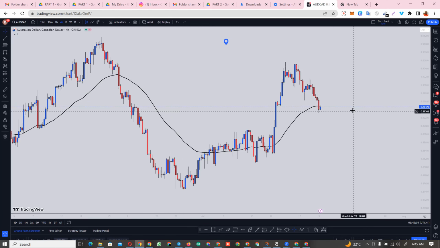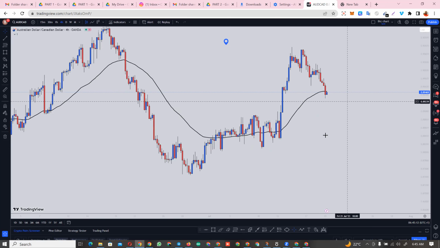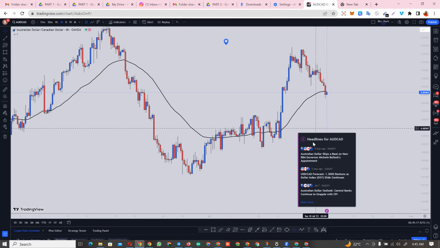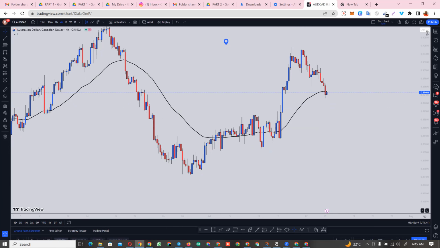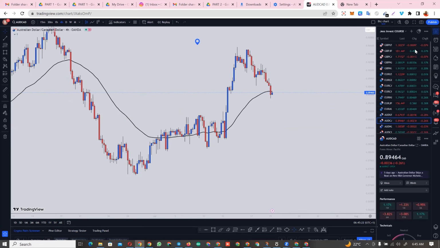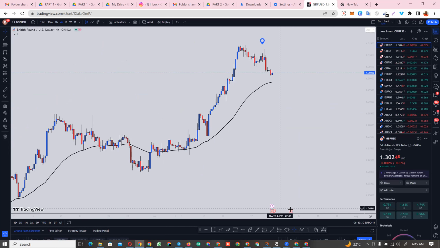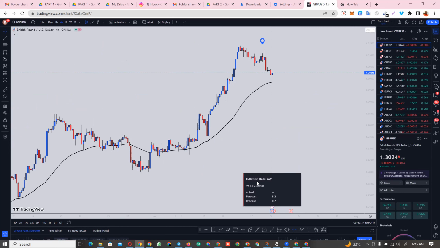So, what am I doing here? I wanted to show you. Oh, this event only happens on USD pairs. Let me check. Okay, it's only on USD pairs. The news, you can actually check it.